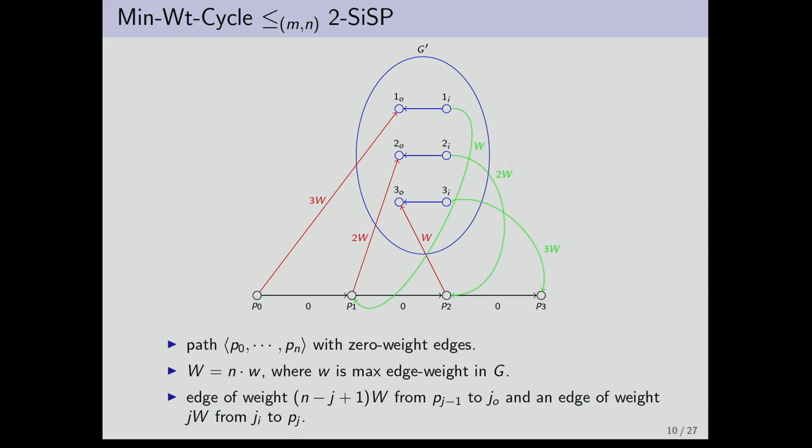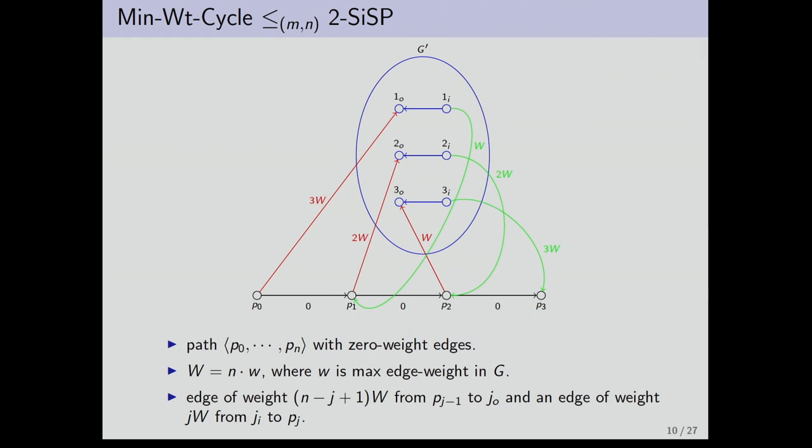So we are going to consider the second simple shortest path problem, 2SISP, from P0 to P3. The shortest path is, of course, the black path because it's of weight 0. And any other path has to take a red edge and a green edge, because those are the only edges going out of the path, and they're going to have very large weight. So the second shortest path will take one of these edges out and then traverse through the graph to get to some I vertex, and then come back to the path and then continue to the end.